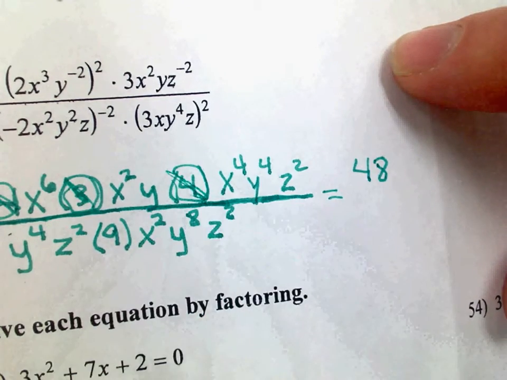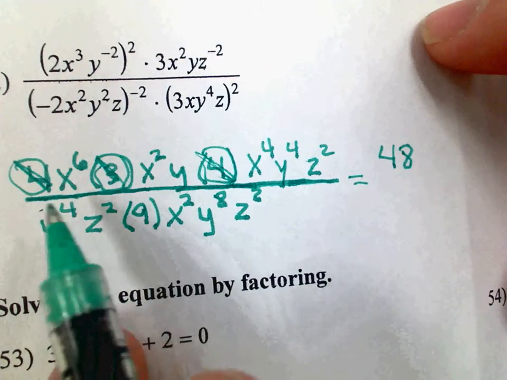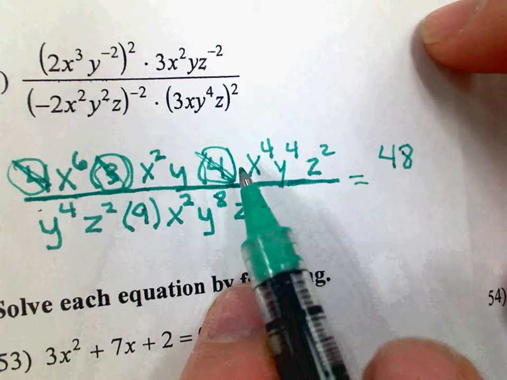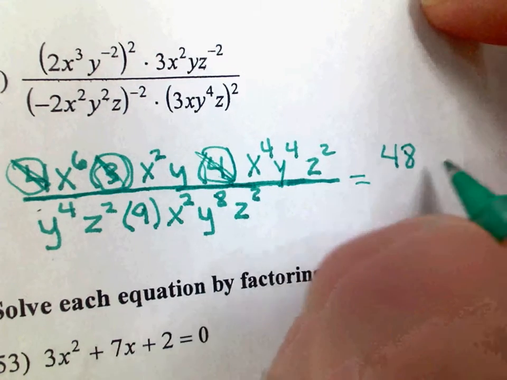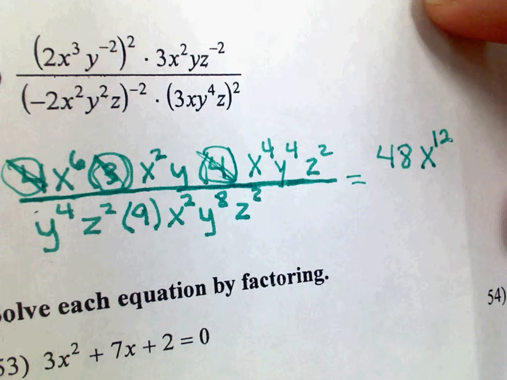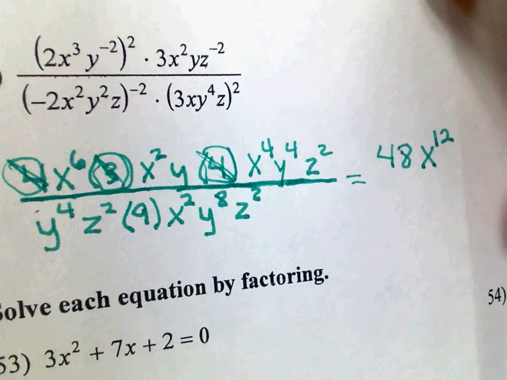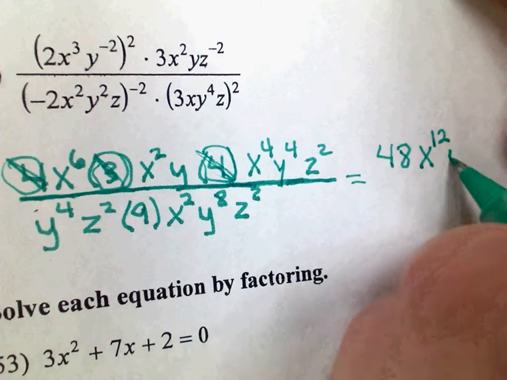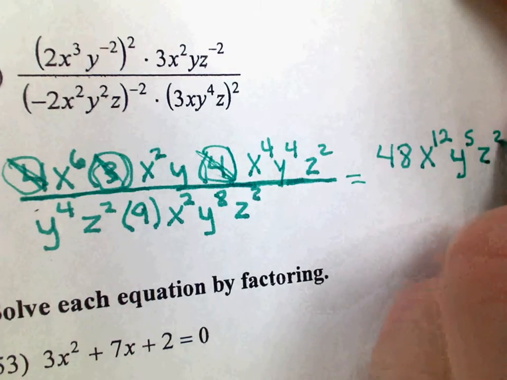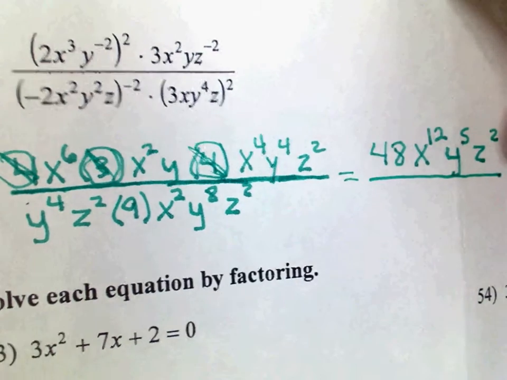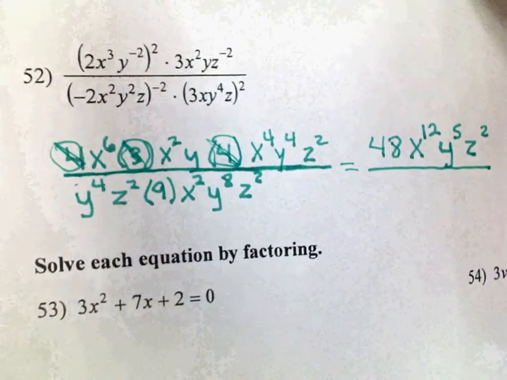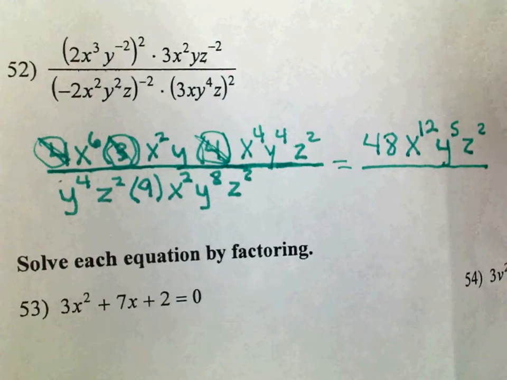I see x's all over the place. I see x to the 6th, x squared, and x to the 4th. That would be 6 plus 2 plus 4 is 12. X to the 12th. I see a y and a y to the 4th. That would be y to the 5th. And I see a z squared. So I'm going to combine everything I can on the top, make it a lot cleaner, and put it in order so it'll be easy to simplify.